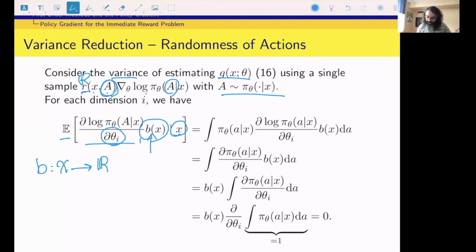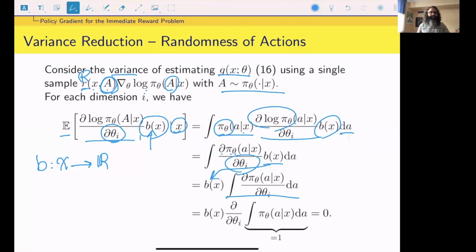So it would be the probability of choosing action a according to pi theta of a given x. We have this log term, the derivative of the log term, and then we have the b of x term, and the integration is over actions. So I kind of revert back to the previous formulation. I take pi times the gradient of log pi, and write it as the derivative of pi theta with respect to theta i. And then I have b of x. Now notice that b of x is not a function of action, so I can take it out of the integral. So I will have the integral of the partial derivative of pi theta with respect to theta i.